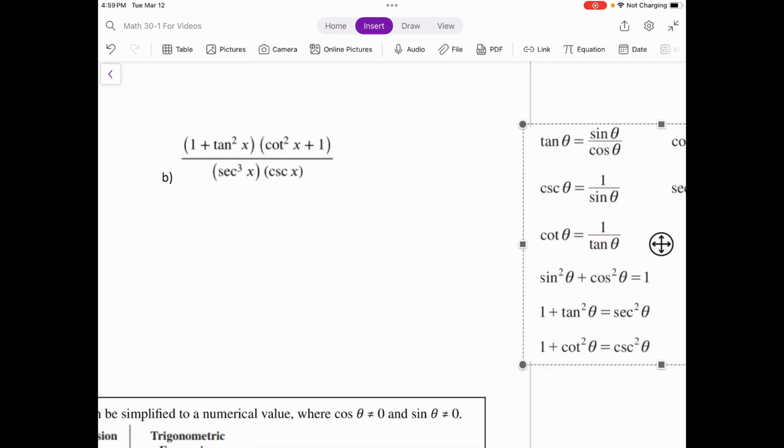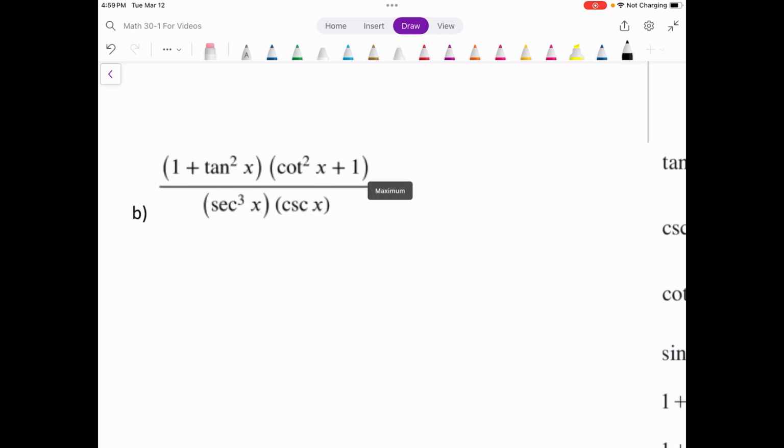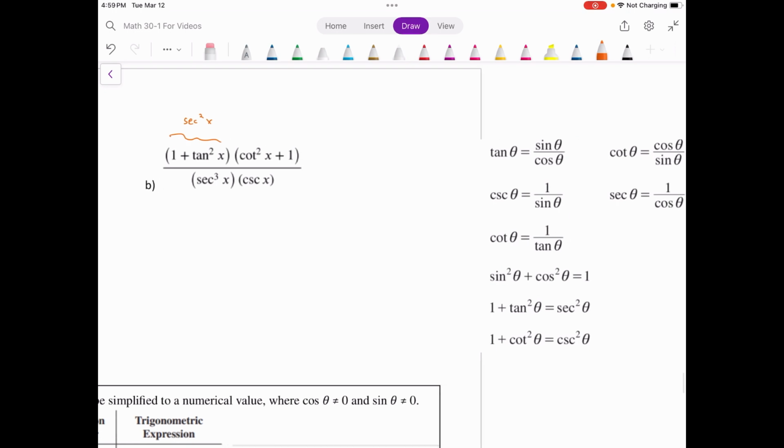All right, so looking at this one, I see tons of stuff that looks pretty Pythagorean identity-ish, right? Like 1 plus tan squared x. Well, if we reference our formula sheet with all the identities, that's just secant squared of x. So I'll make note of what I'm going to do here. I'm going to rewrite that as secant squared of x. Cotan squared of x plus 1. Aha! That's just equivalent to cosecant squared of x.